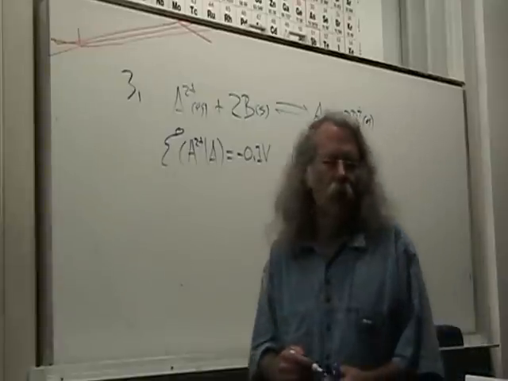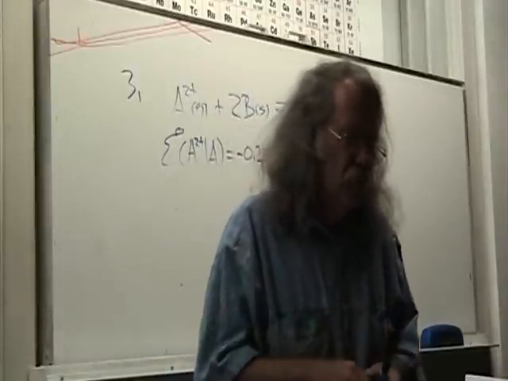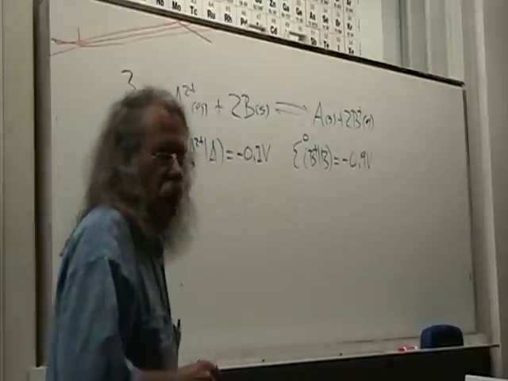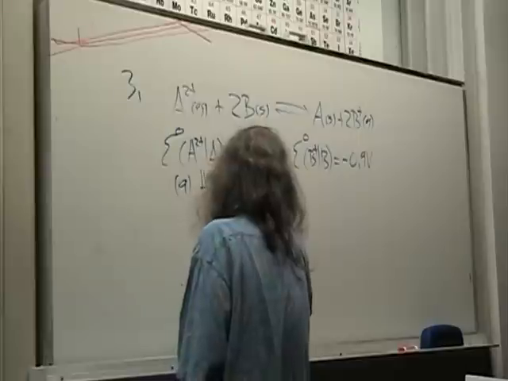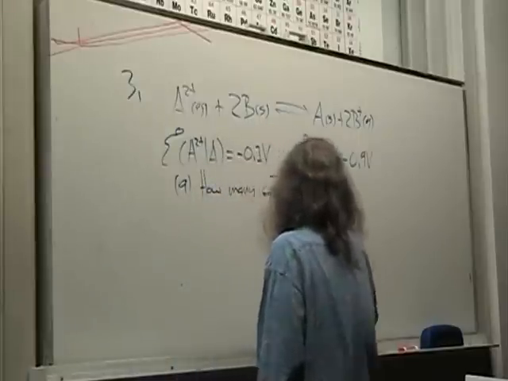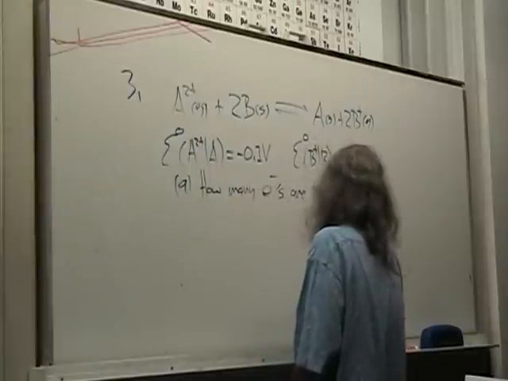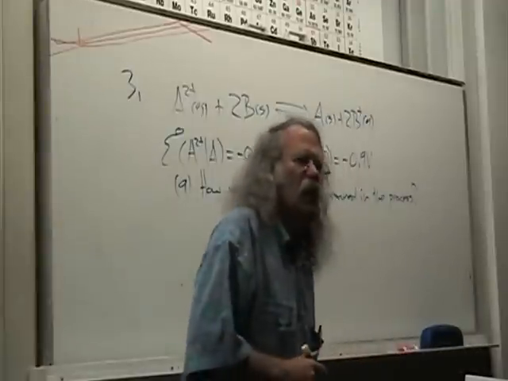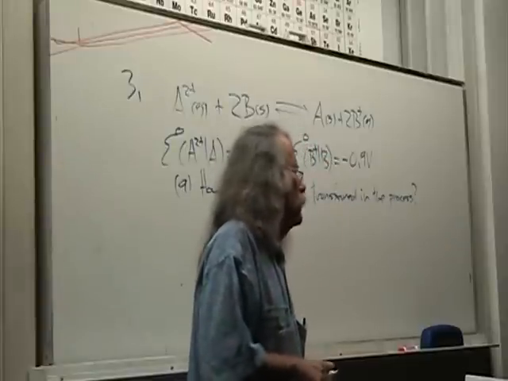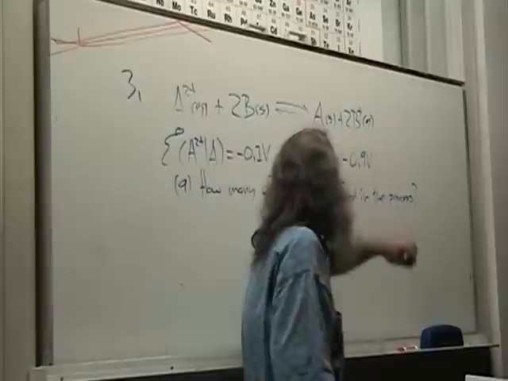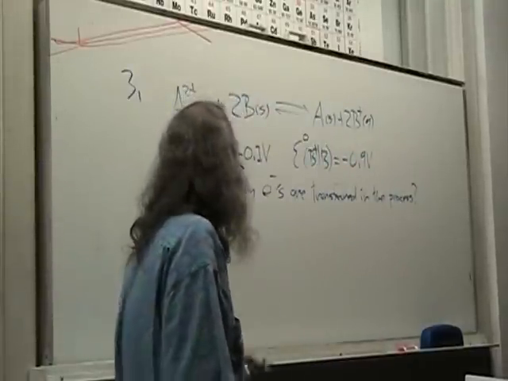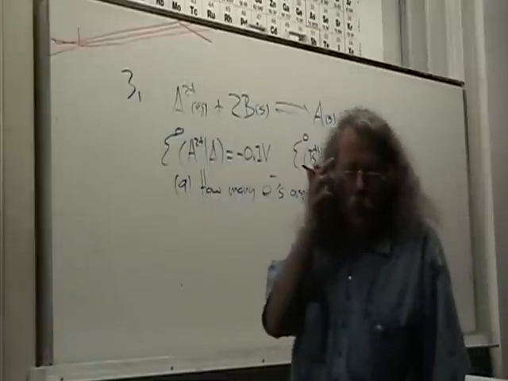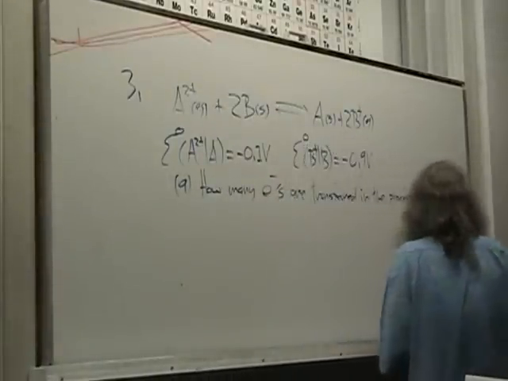Okay. And so I ask you several questions. Part A: How many electrons are transferred in the problem? Two. As you can see, this is going from 2 plus to 0, so it's going to require 2 electrons to make that happen. And this one's going from 0 to plus 1, and there's 2 of them. So it's balanced. The answer to part A is 2.